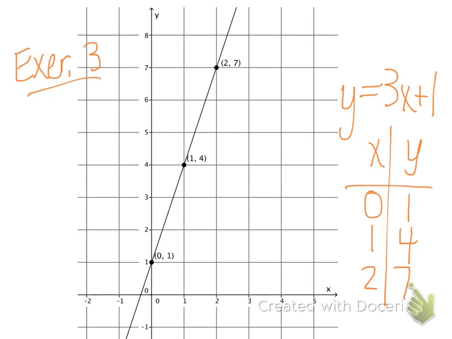Okay, and again, here are sample solutions for exercise 3. You could have chosen different points. If you choose x is 0, 3 times 0 is 0, plus 1 gives you 1. For x of 1, 3 times 1 is 3, plus 1 is 4. And for 2, 3 times 2 is 6, plus 1 is 7. We could have had a negative. What about -1? 3 times -1 would be -3, plus 1 would be -2. Okay, so there would be another point on your graph.